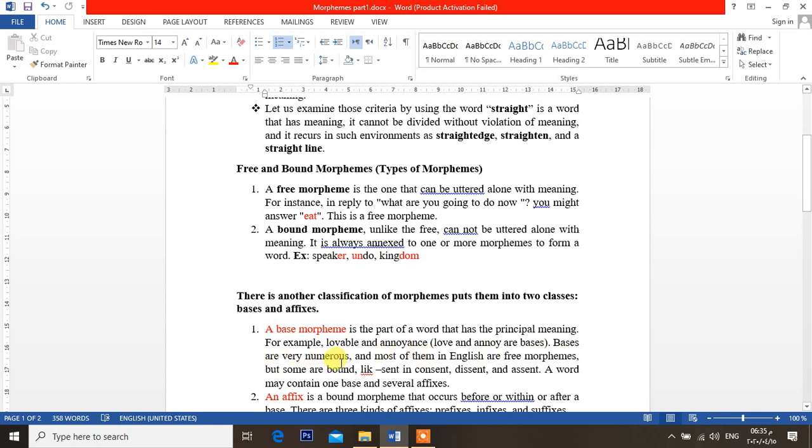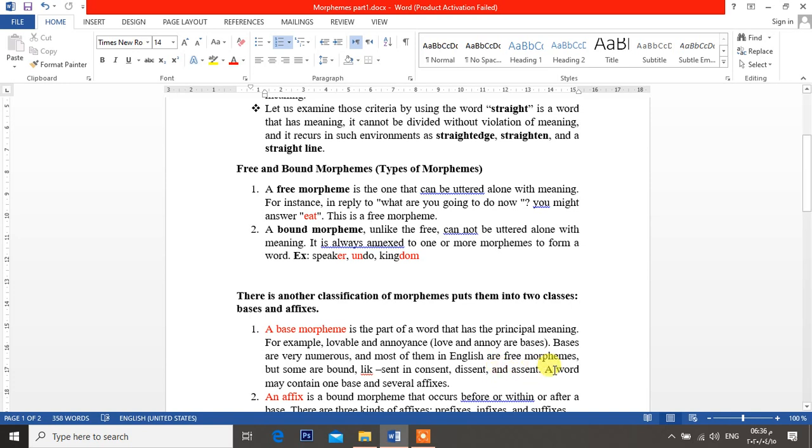Bases are very numerous, and most of them in English are free morphemes. Here it's said that bases in general are free morphemes. But there are some exceptions. Some of them, just a few, are bound, like sent, S-E-N-T, in consent, descent, and assent. Those three words. S-E-N-T here is a bound morpheme, not a free morpheme. Just a few words.